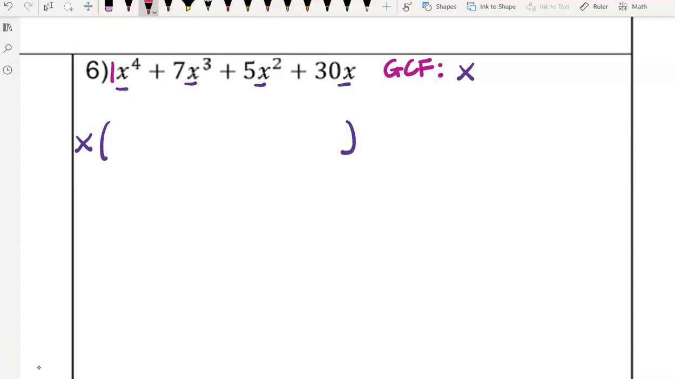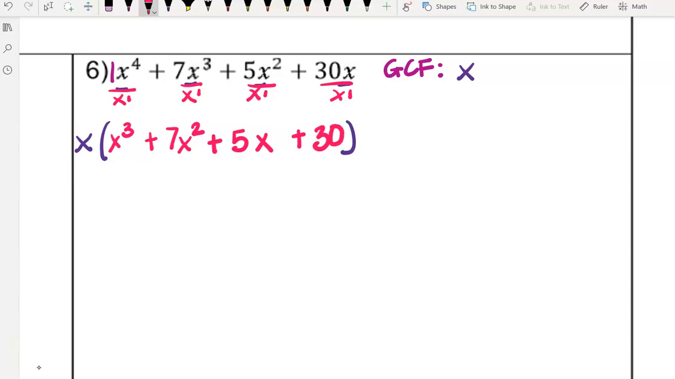Then that means we are going to divide each and every term by x, just like this, okay? So that's x to the third, because x to the fourth divided by x, we are now 3 x's left, plus 7x to the third divided by x. When you are dividing, you are actually subtracting the exponents, and x has an exponent of 1. So that's going to be 7x squared, plus 5x squared divided by x to the first, that's really 5x left. 30x divided by x is now just simply 30.